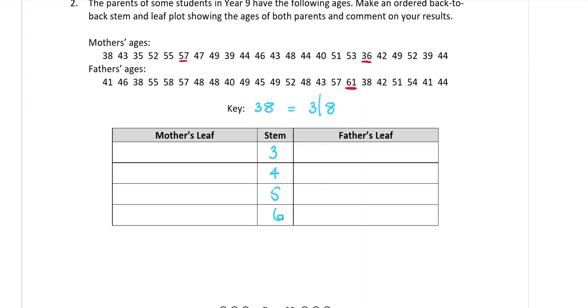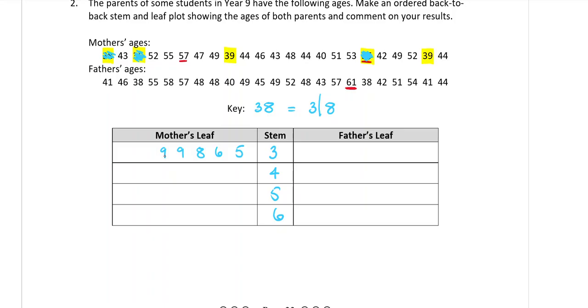Okay? Now let's look just at the mothers to start with and do all the 30s. So 38, 35, 39, 36, 39. Okay, did I miss any? 1, 2, 3, 4, 5. Yep, good. All right. So what is the smallest number? 35. Okay, cross that off. Next number, 36, and then 38, and then 2 39s.